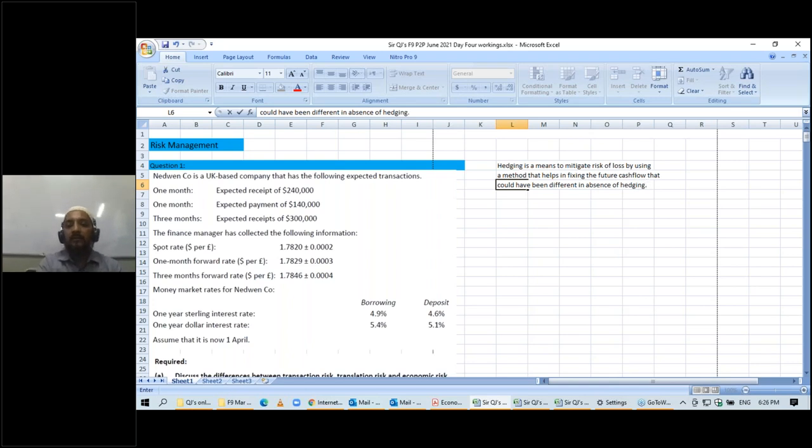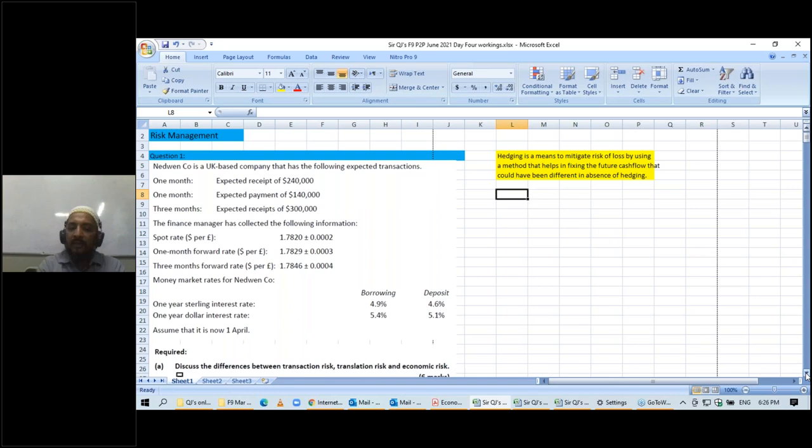So this is the definition of hedging, that it helps you in fixing the future cash flows, and therefore you're not exposed to the fluctuating cash flows in the future. So one of the ways is forward contract and foreign currency hedges. So let's do this question. Please go through this question.